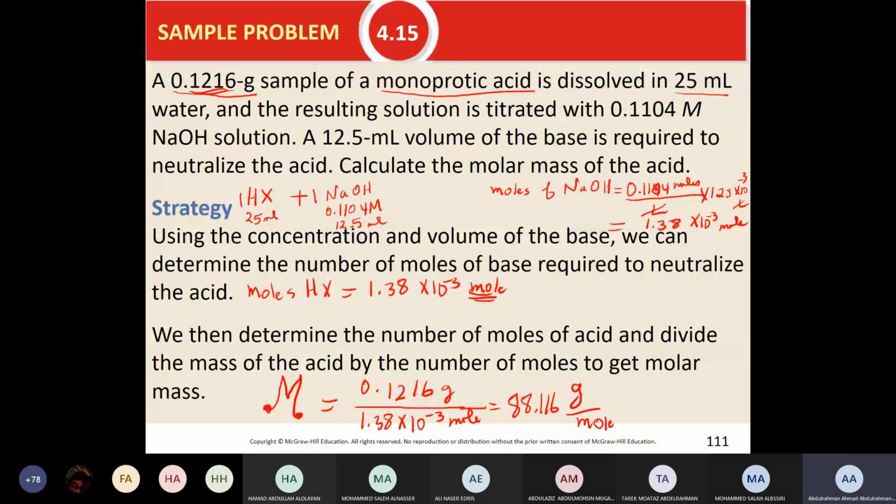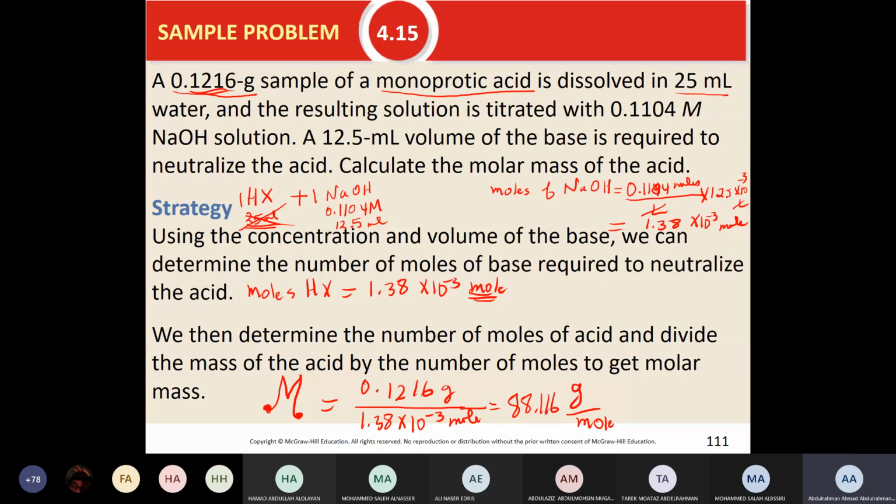Who got the same answer? Me. Yes, doctor. Do you know how to solve these problems? Yes. What is the benefit of 25 milliliter? Nothing. In this case, nothing. At the beginning, I thought it would be important because maybe he wanted molarity. If it's molarity, then we have to do something. But no. So this one is useless information.